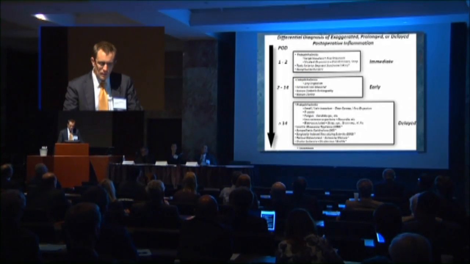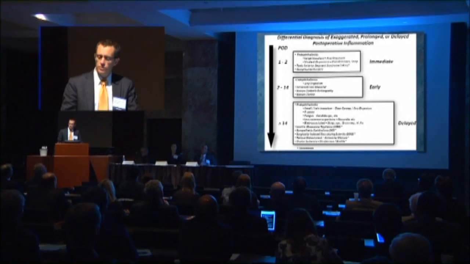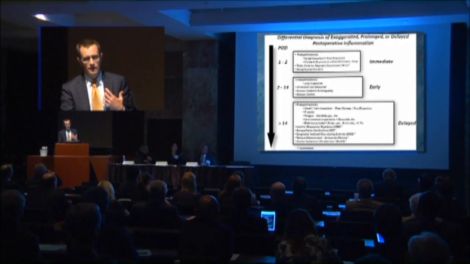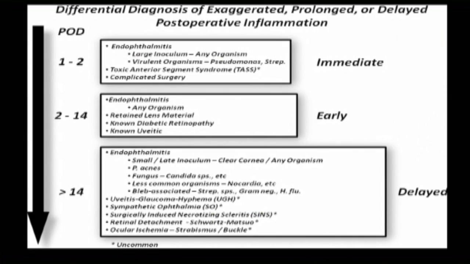In the group of patients who have profound immediate inflammation, you can have an endophthalmitis from any type of organism if you have a large enough inoculum early on. But commonly these are virulent organisms like Pseudomonas and strep, sometimes Staph aureus. Complicated surgery can do this, and we'll talk about toxic anterior segment syndrome a little bit in just a second. This has been talked about more frequently over the past decade or so.